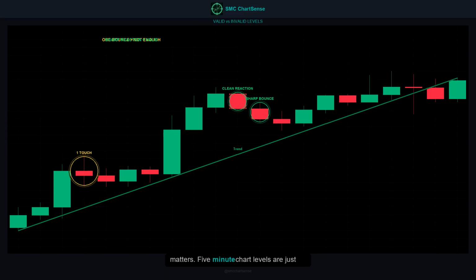Third, the level should be visible on higher time frames. If you see the same zone on the 1 hour and the 4 hour, it matters. 5-minute chart levels are just noise.